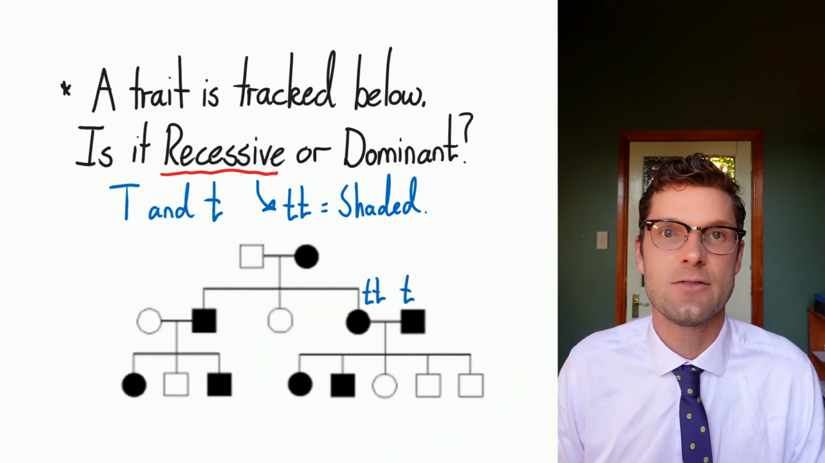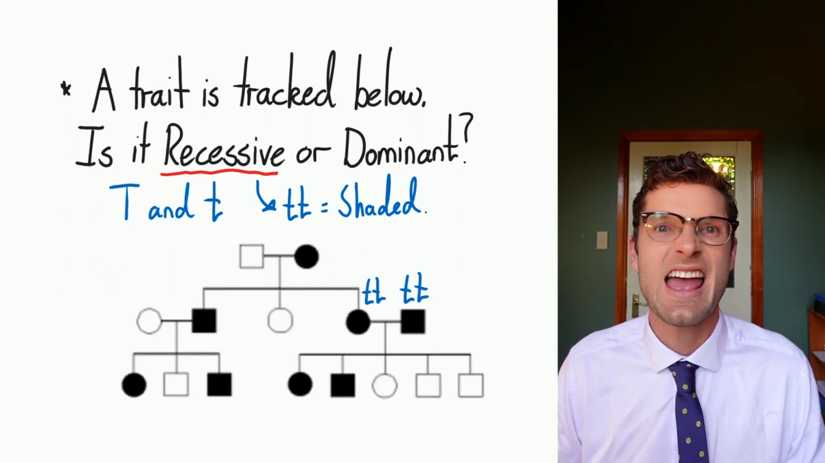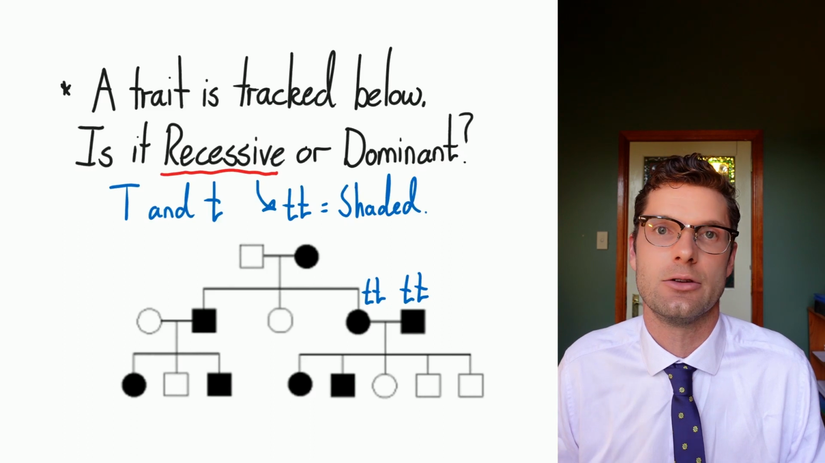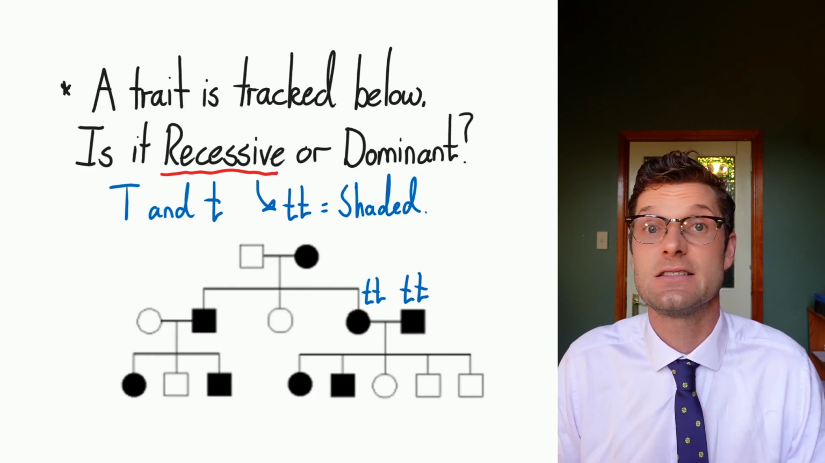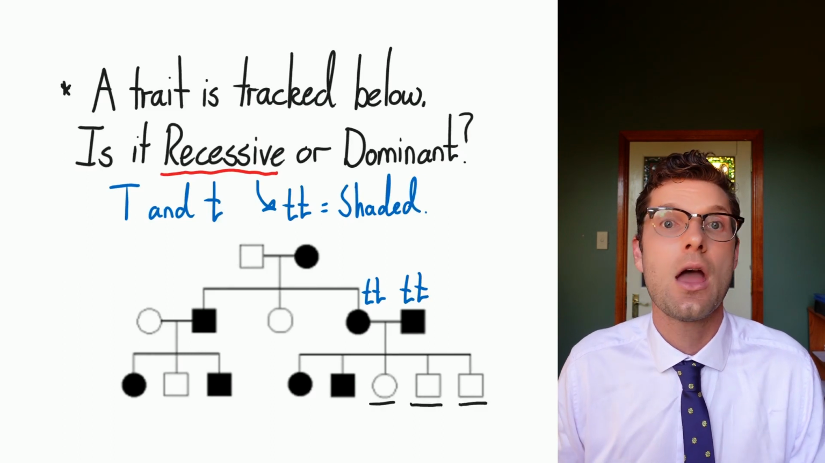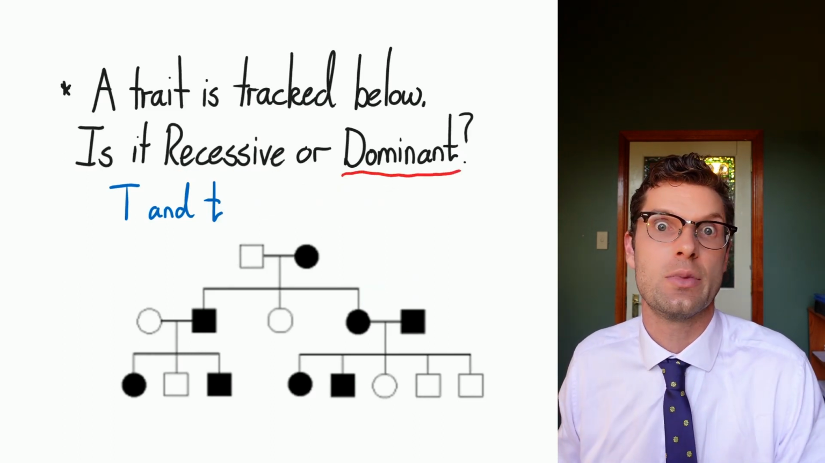If this was recessive, we would have little t parents. And again, we know that the cross from this would only result in little t kids. So this means that this could not happen. This is definitely not a recessive trait. Again, just to check, let's see if it could be dominant.